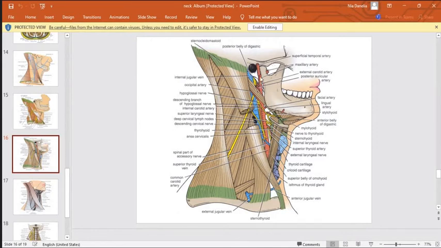These are the maxillary artery, which passes into the deep region of the face. It is the main artery of the deep region of the face, and the superficial temporal artery, which is the termination of the external carotid artery. It is the largest branch of this artery, which enters the temporal region and supplies the superficial tissues of the temporal region.